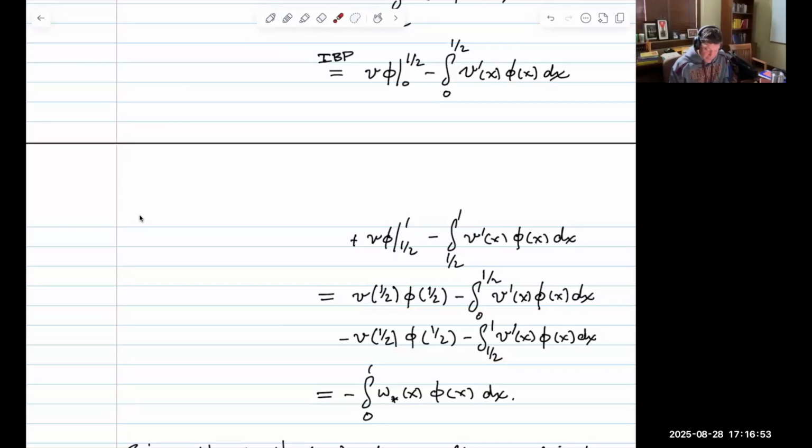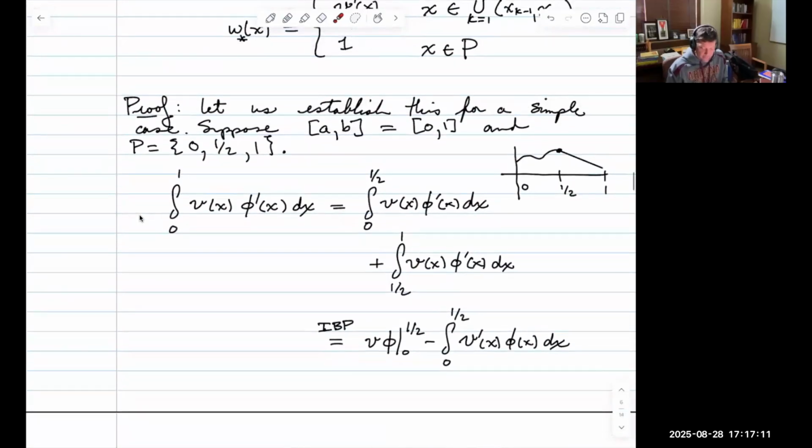What about these 2 volume terms? Well, phi is certainly a continuous function because it's a C0 infinity function. What about v? We said v is a C0 function, so its value at 1/2 is going to be the same on both sides of the 1/2. So I'm going to approach 1/2 from this side and from this side. Those 2 values of v are exactly the same, right?